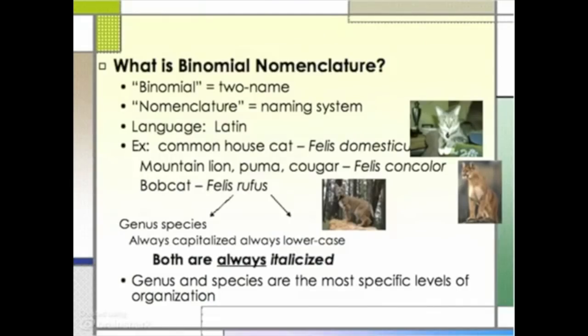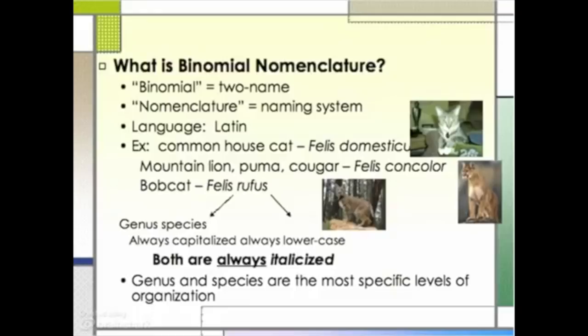So when we're talking about what binomial nomenclature is, there are two things you have to understand. Binomial means two names. So bi means two, nomial means name, and nomenclature is a naming system. So you put it all together and it means a two-name naming system. The language that this is in is Latin, and one of the main reasons that it's nice to study taxonomy is because you can learn the Latin from it. Now we kind of talked about this yesterday.